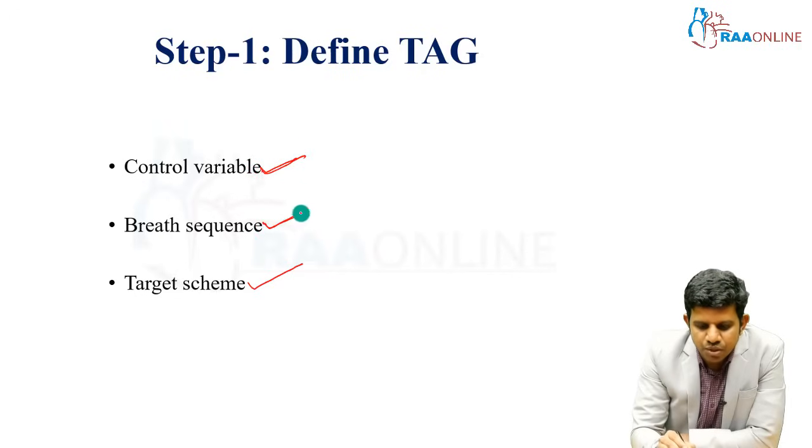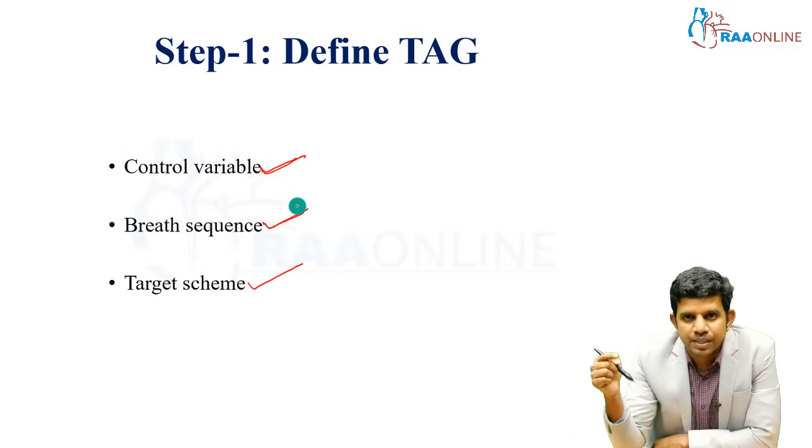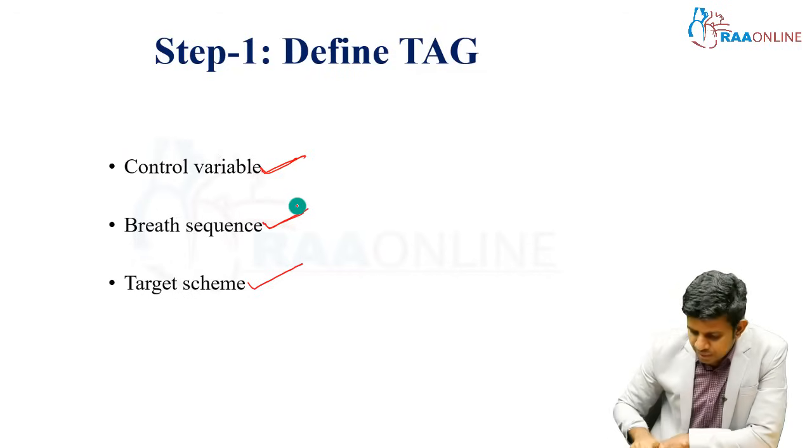Second is the breath sequence, which means what kind of breath it is: controlled mandatory ventilation, intermittent mandatory ventilation, or spontaneous ventilation. This is called breath sequence. Third is the targeted scheme, which means each ventilator will target some parameters. Some target auto PEEP, some target inspiratory flow, some target inspiratory pressure. You have to understand these 3 variables, and only then can we give the tag.